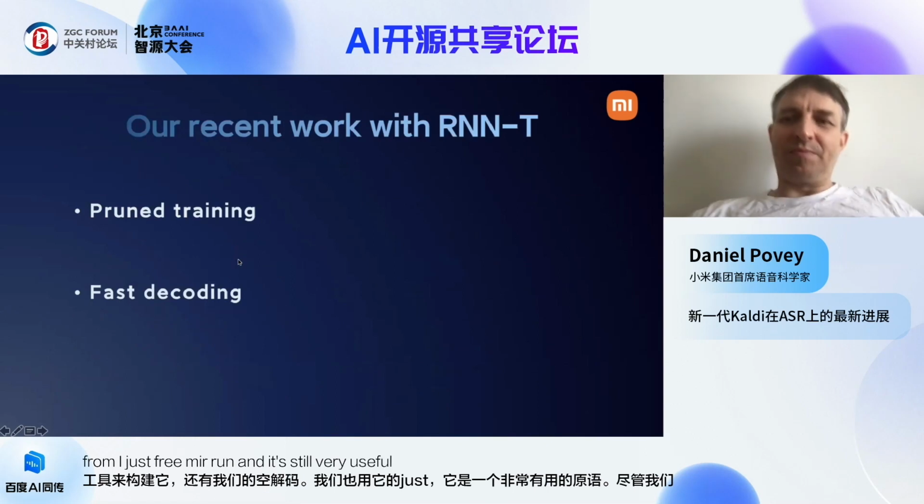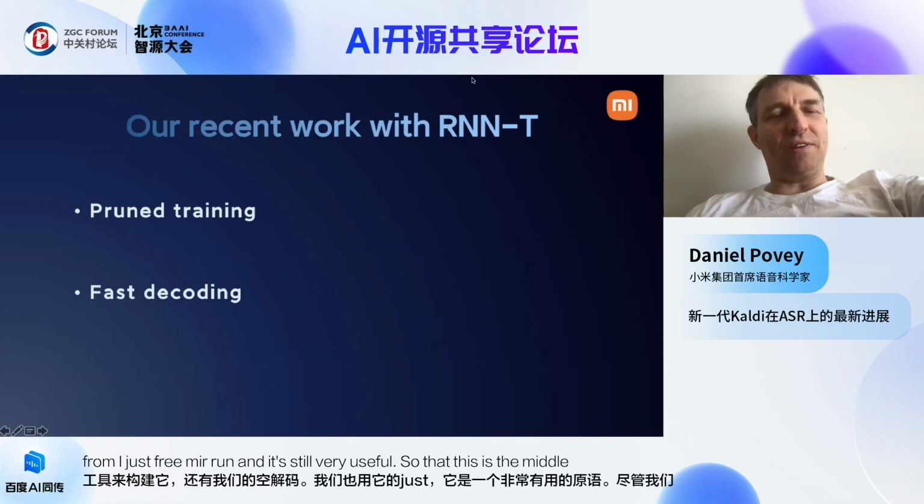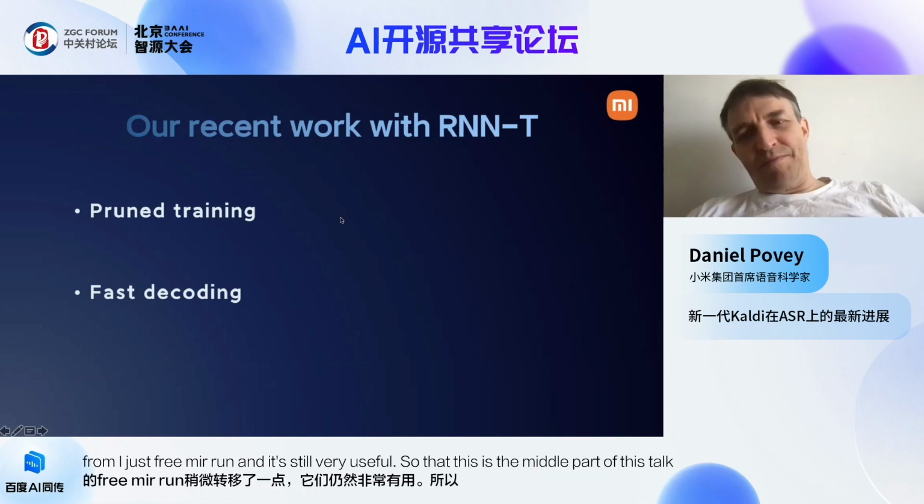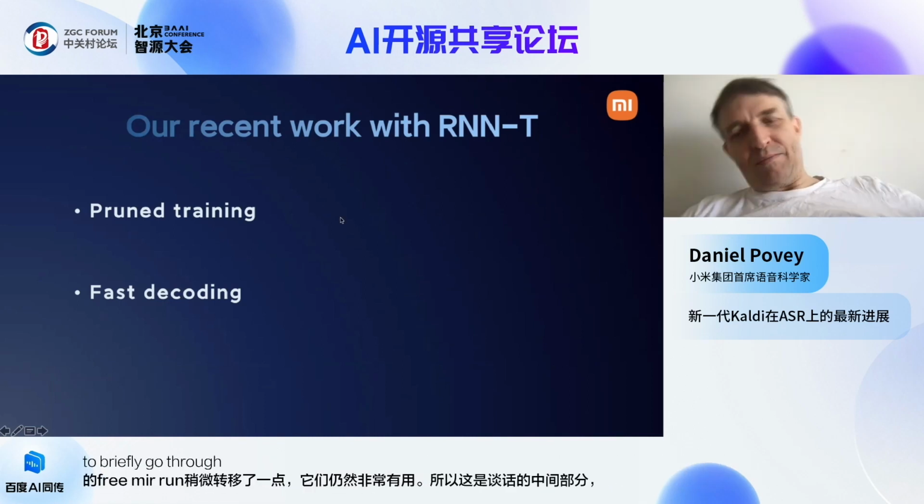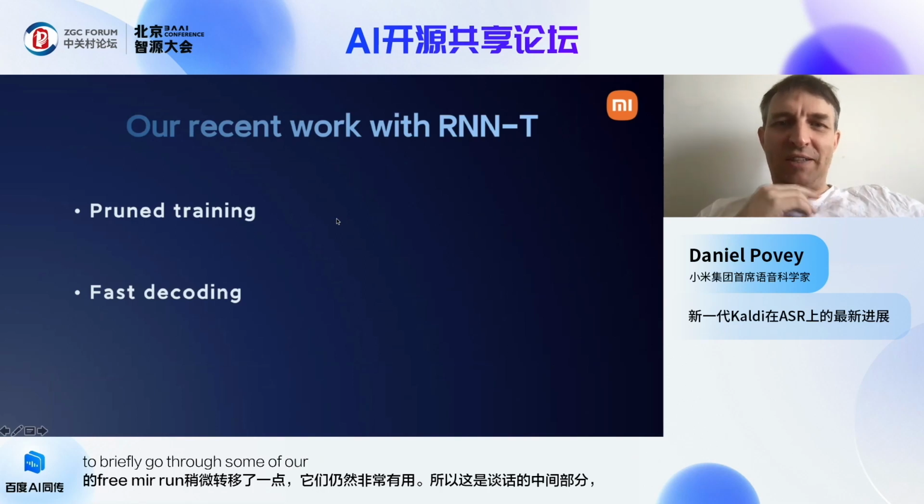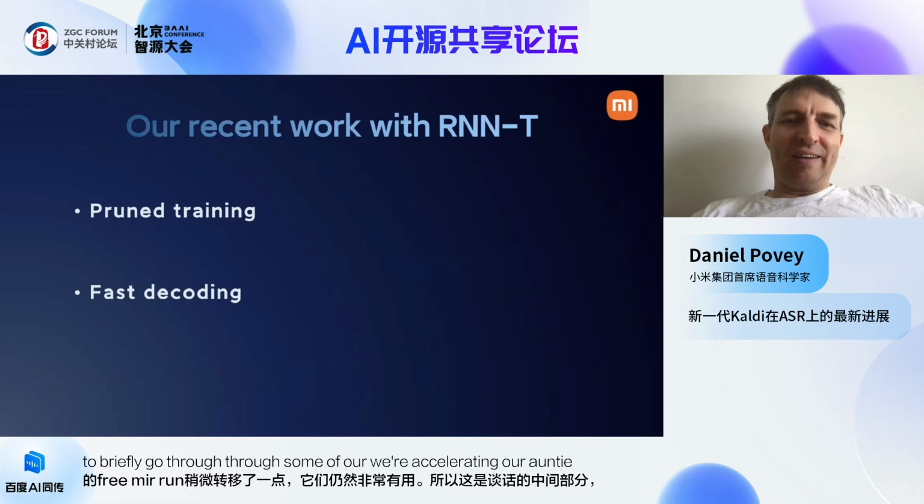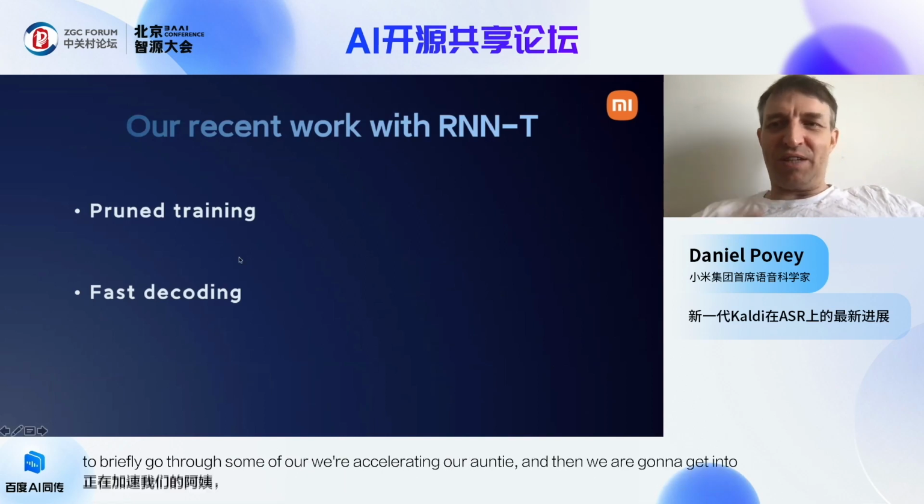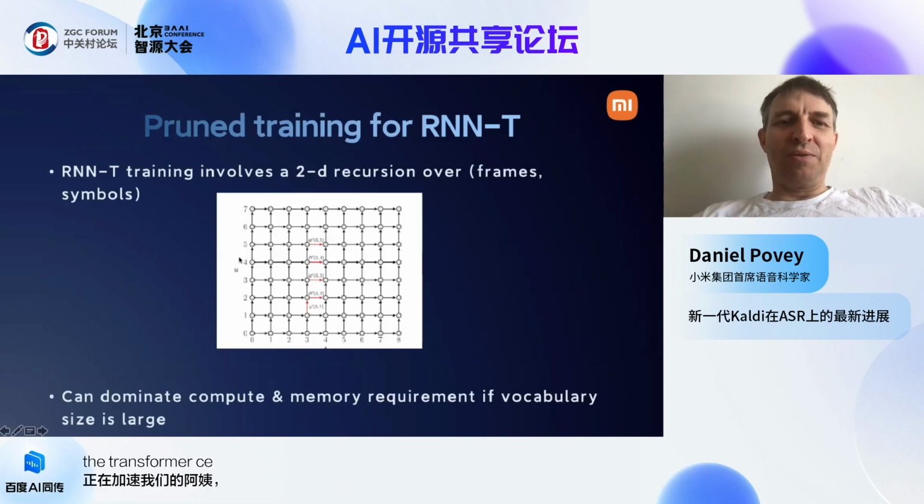So this is the middle part of this talk. I'm going to briefly go through some of our work on accelerating RNN-T. And then we're going to get into the transformer stuff.